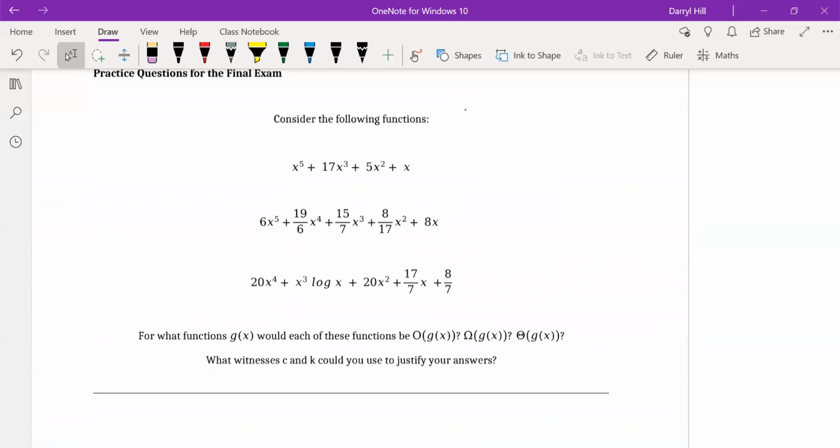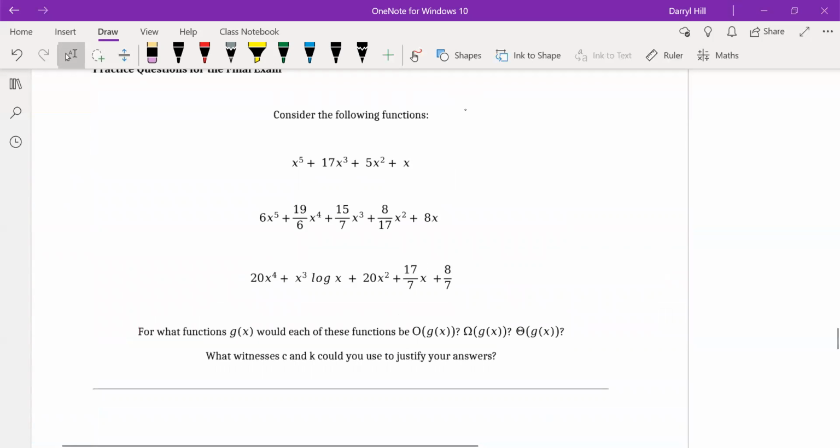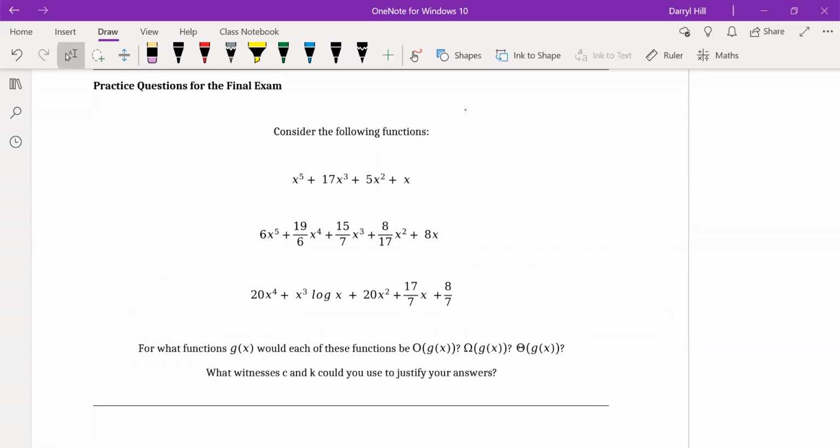All right, consider the following functions. What functions g of x would each of these functions be big O, big omega, big theta? As a general rule, it's going to be big O of the highest polynomial, the most dominant term. So this is definitely big O of x to the 5th. It's also big O of x to the 6th. It's also big O of, I could keep going.